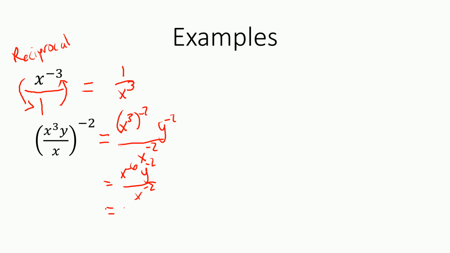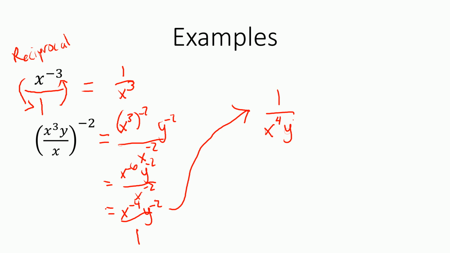-6 minus -2, well, that's like -6 plus 2, so that's -4. And then I still have y to the -2. And since both of them are negative, I need to put both of them on the bottom of a fraction. So I treat this like a big old fraction, and we're going to turn this into 1 over x to the 4th y squared. And now we've written it with each base to one positive power.